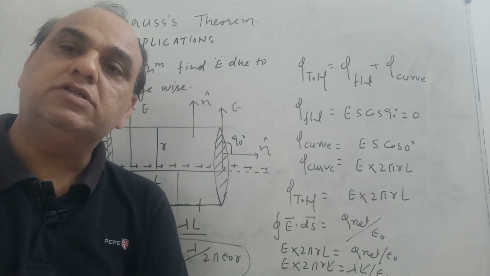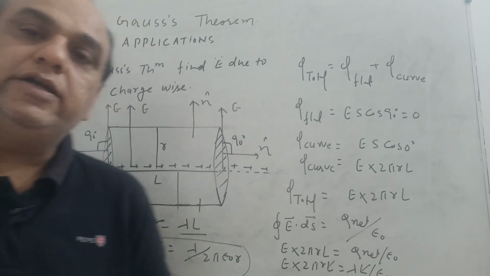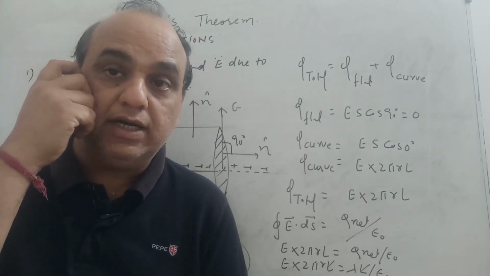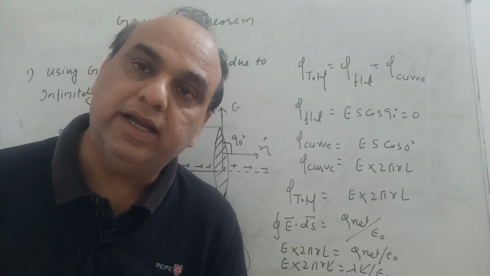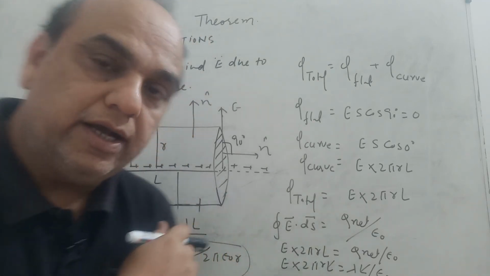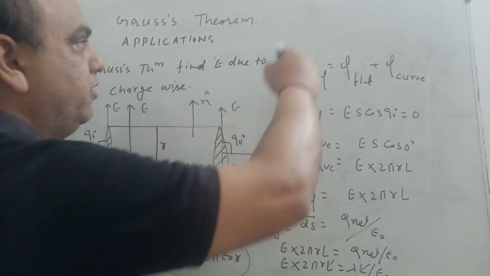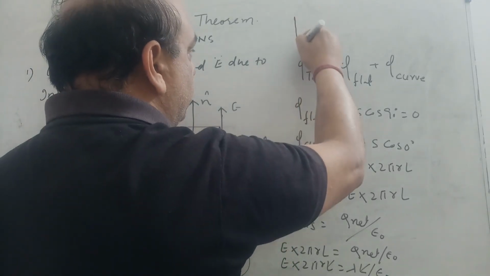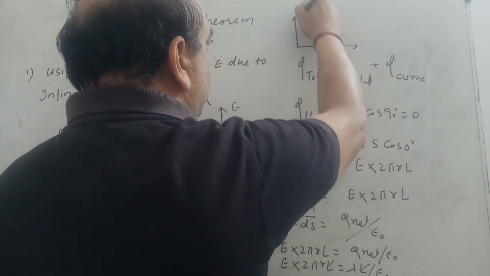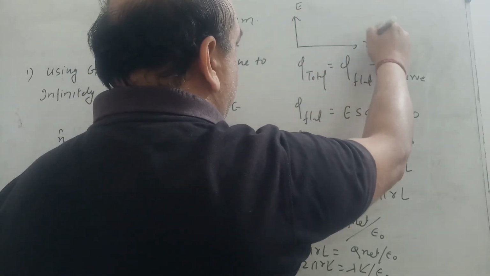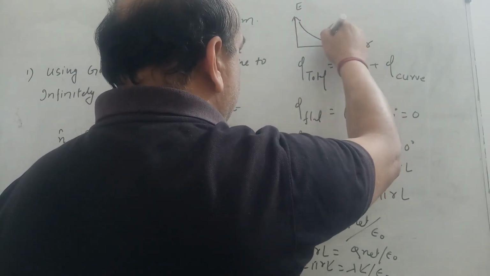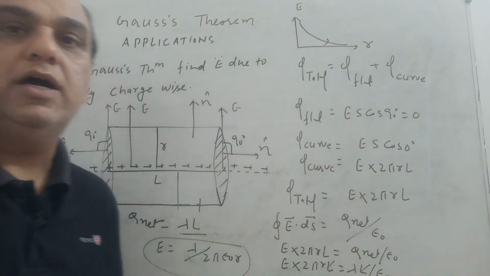There are 3-4 simple steps. Just construct a Gaussian surface, calculate the flux, apply the Gauss theorem, right? Last point, draw a graph between E and R. If I draw a graph, let us say on the y-axis I have taken E, on the x-axis R. The graph is a hyperbola because E is inversely proportional to R, right?